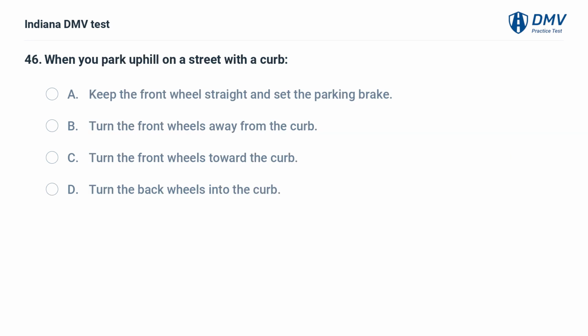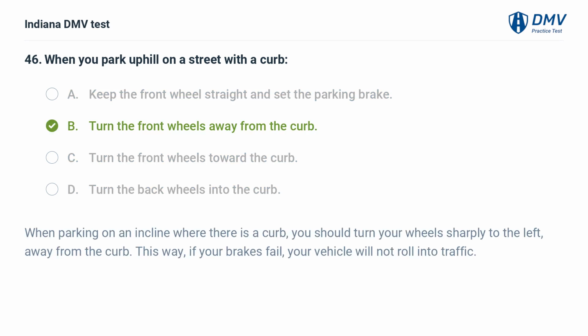When you park uphill on a street with a curb, A. Keep the front wheel straight and set the parking brake. B. Turn the front wheels away from the curb. C. Turn the front wheels toward the curb. D. Turn the back wheels into the curb.